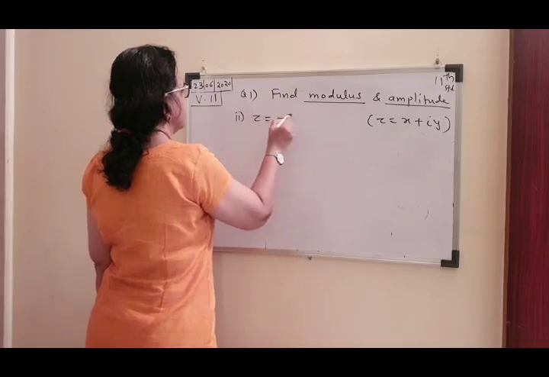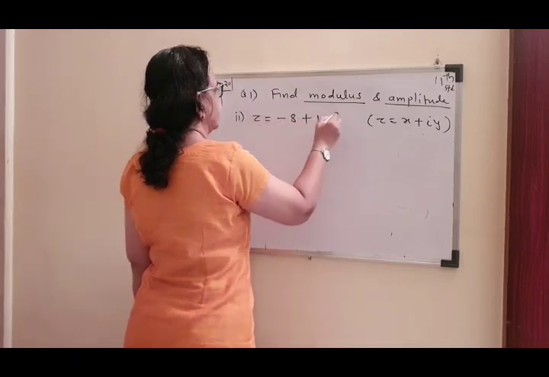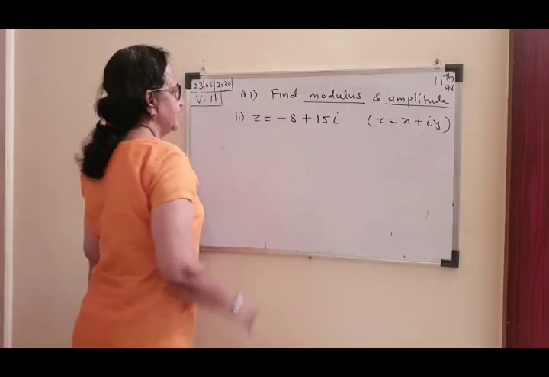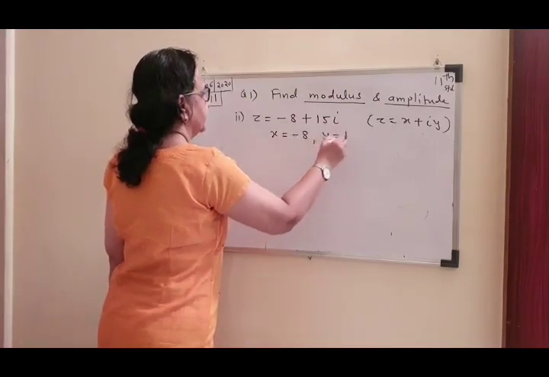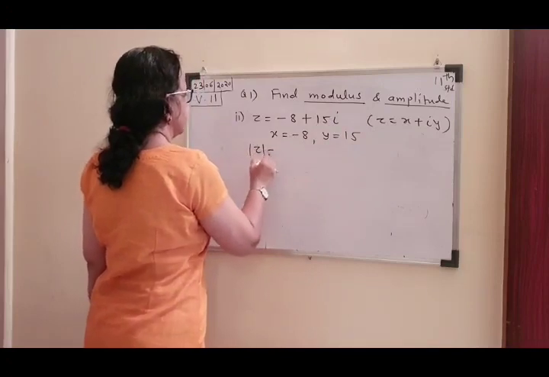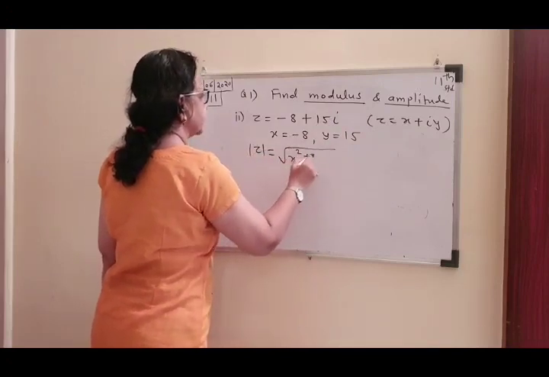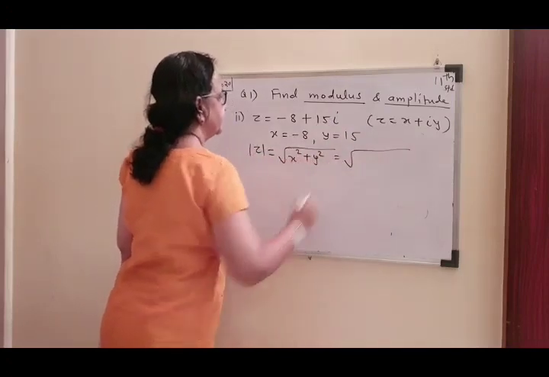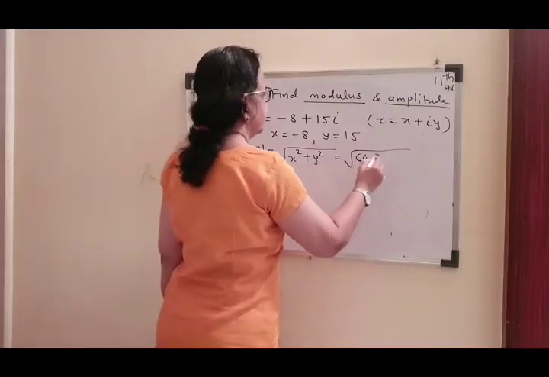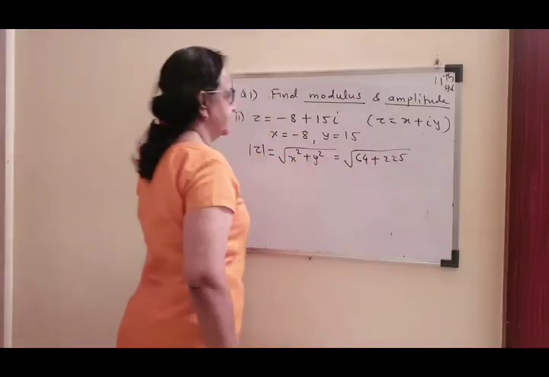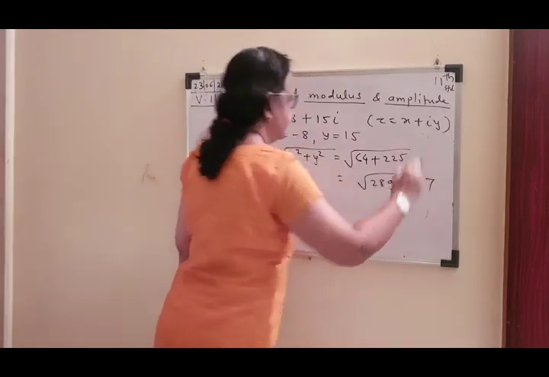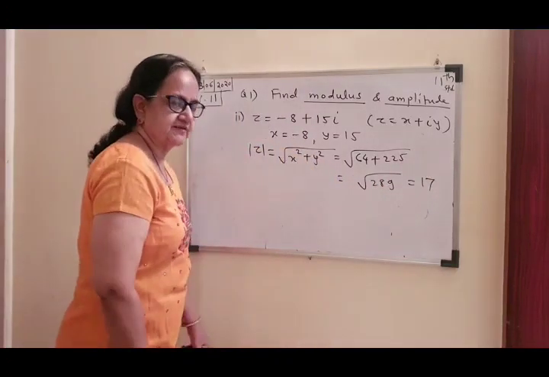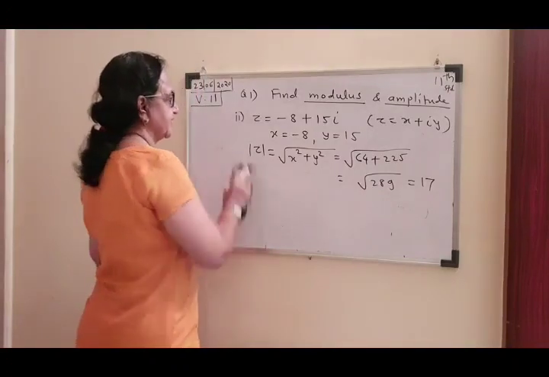Number 2. Z equal to minus 8 plus 15i. So x is minus 8, y is 15. So mod z is under root x square plus y square. 8 square is 64, 15 square is 225. So it is root of 289, which is 17. So mod z came out to be 17. Okay, modulus came out 17.